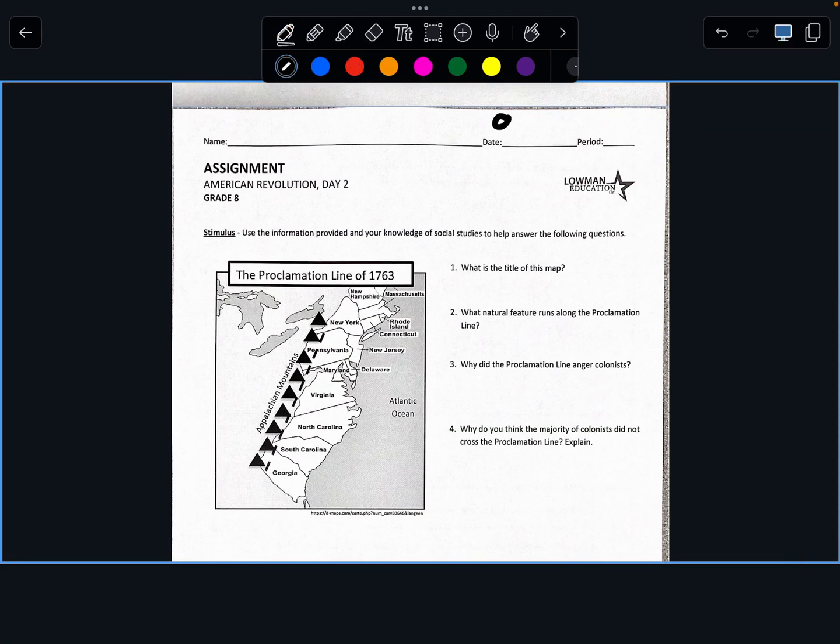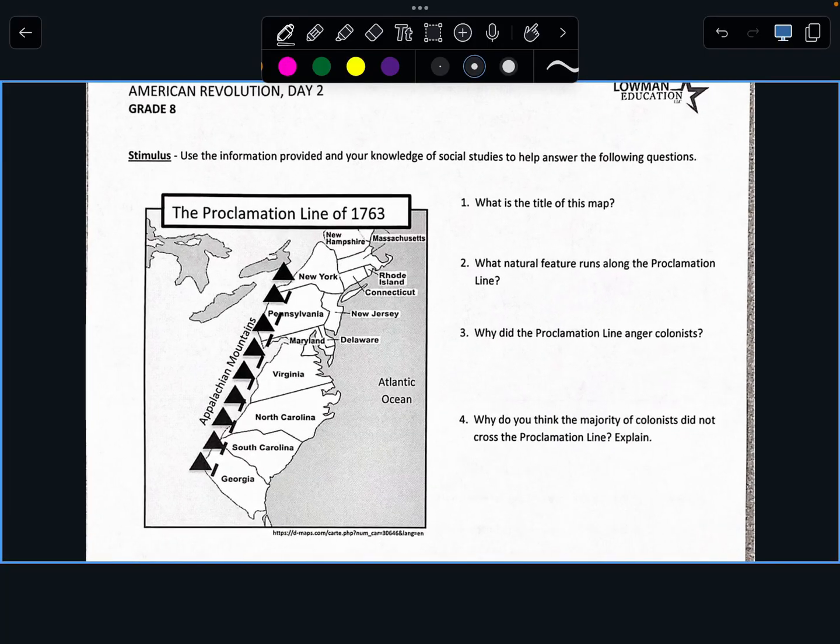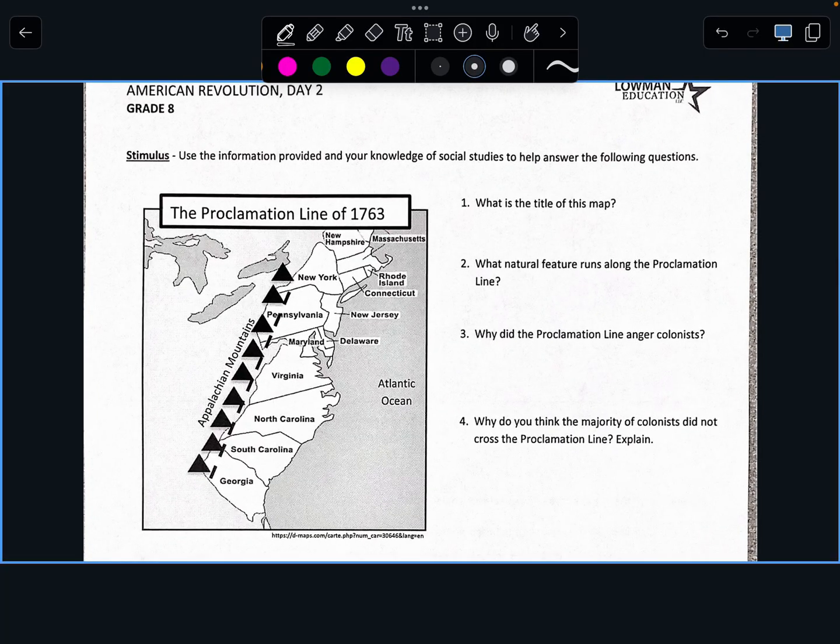Today is 9-11-25. Okay. Here we go. So, use the information provided and your knowledge of social studies to help you answer the following questions. I'll help you annotate. You answer. So, what is the title of this map? What do we underline? Title. Answer it. Here, let's annotate, and then y'all can go back and answer.